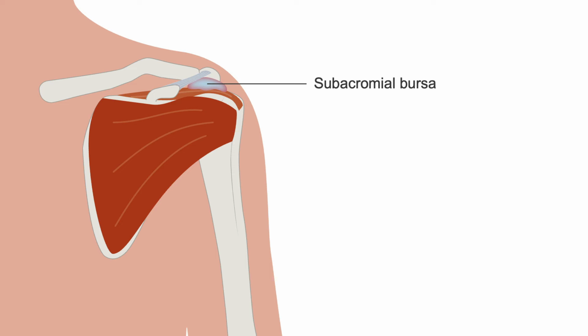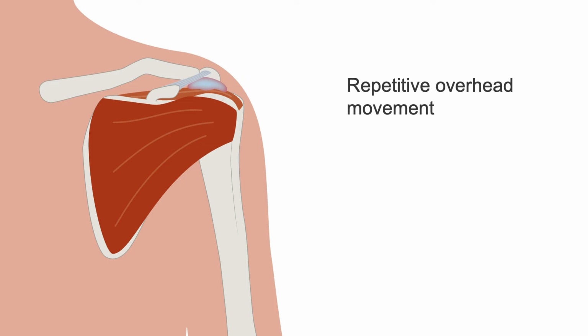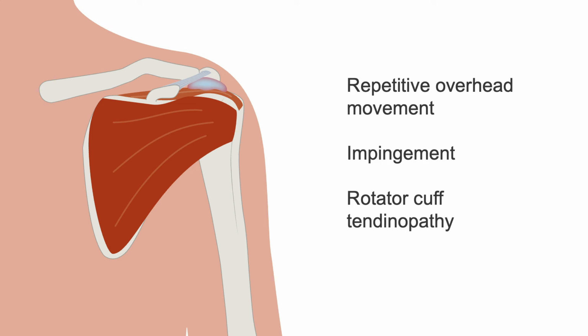The subacromial bursa sits underneath the acromion and deltoid muscle and on top of the humeral head and rotator cuff. Repetitive overhead movements, impingement, and rotator cuff tendinopathies can all affect this bursa.